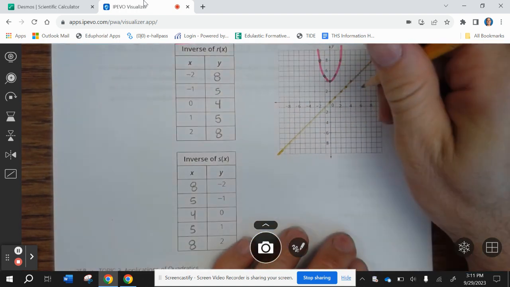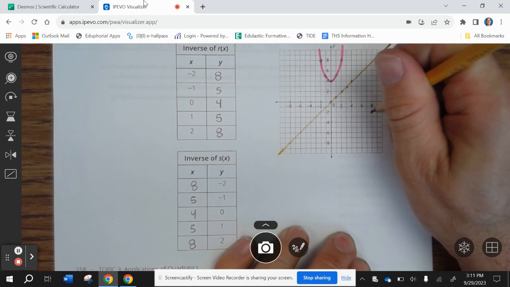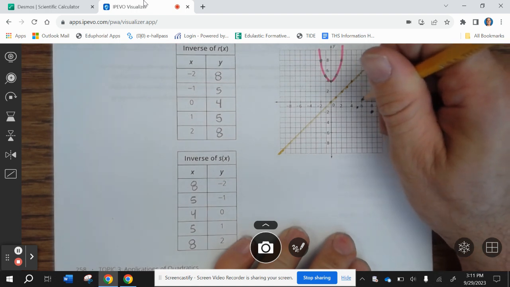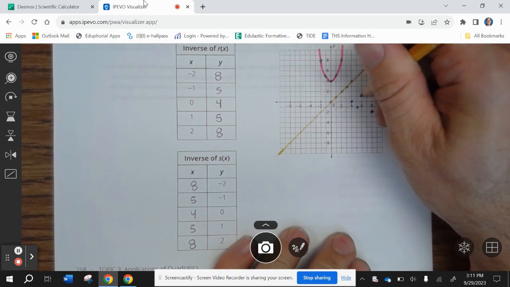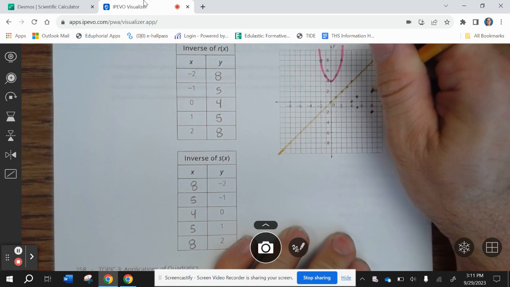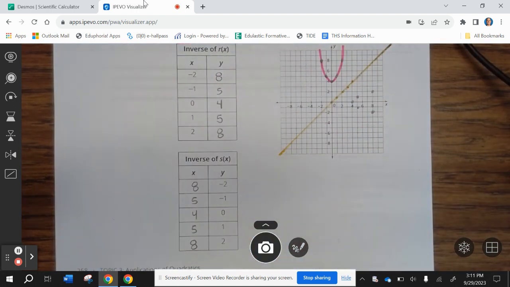Okay, so 8, -2, 5, -1, 4, 0, 5, 1, 8, 2. Let's graph that in blue.